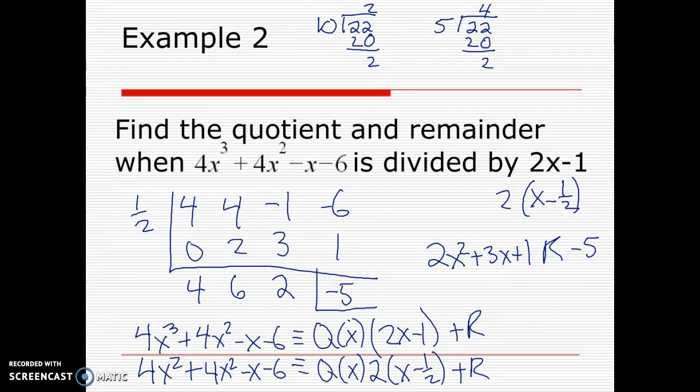So those are the first 2 examples. I'll do another video with 2 more examples that are a little more complicated than these 2, and hopefully that will help you with all of the questions on the homework.